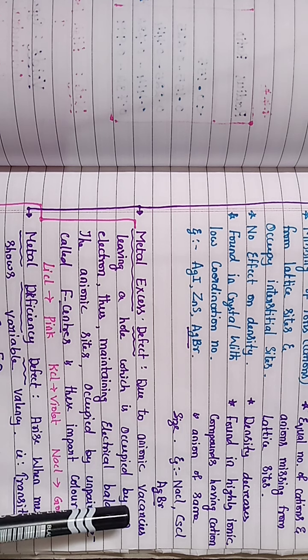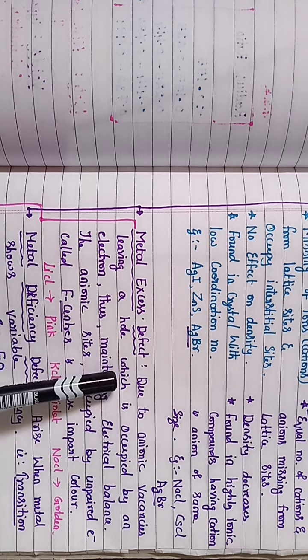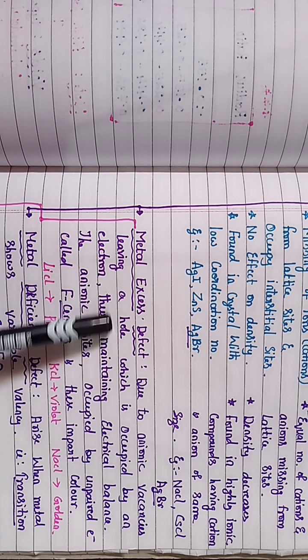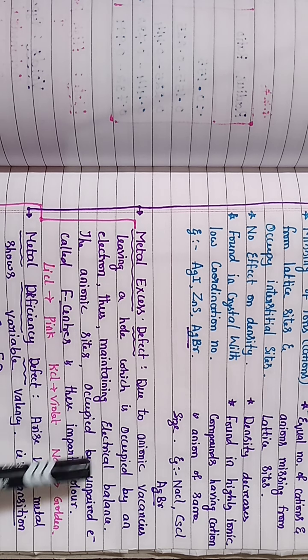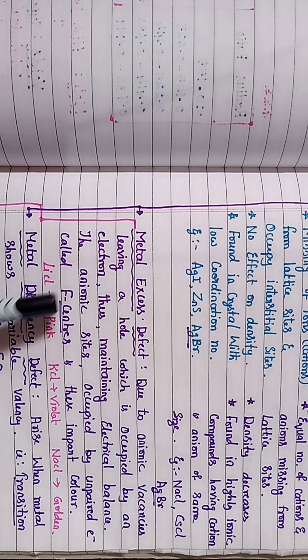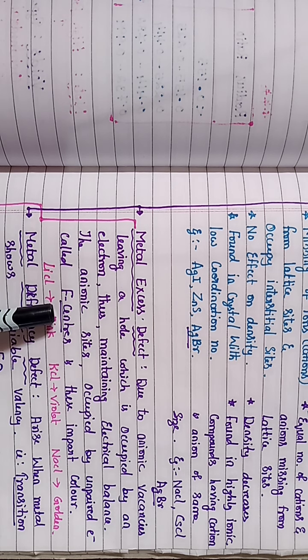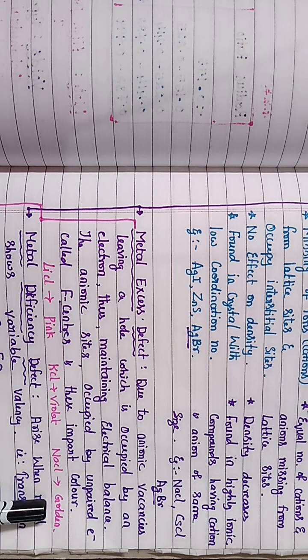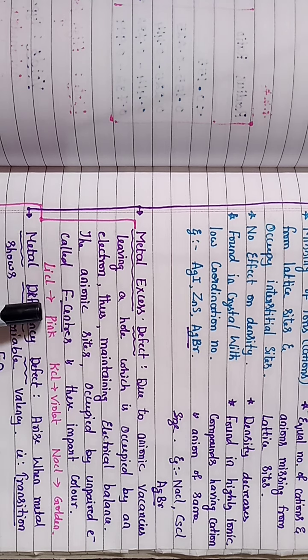It is due to an anionic vacancy leaving a hole which is occupied by an electron. The anion creates a vacancy in the form of a hole that is occupied by one unpaired electron to maintain electrical balance, and that anionic site occupied by the unpaired electron is considered an F center, and F centers basically impart color. For example, in sodium chloride golden, potassium chloride violet, lithium chloride pink. Important, you have to remember.